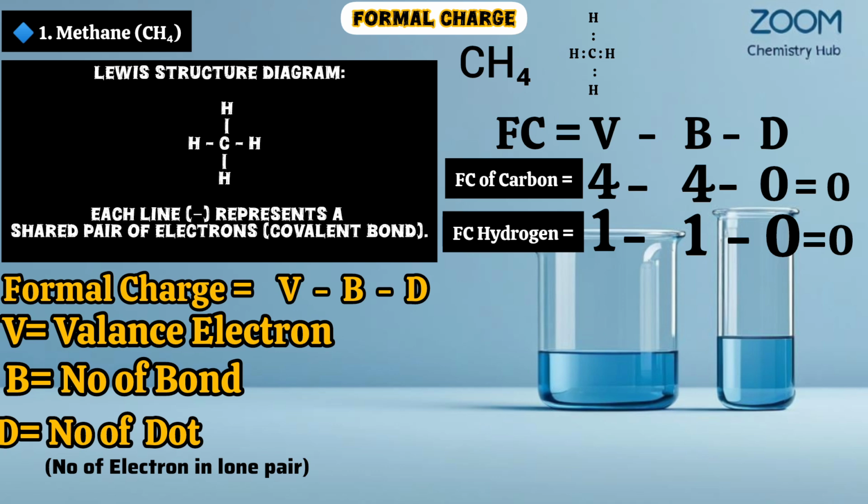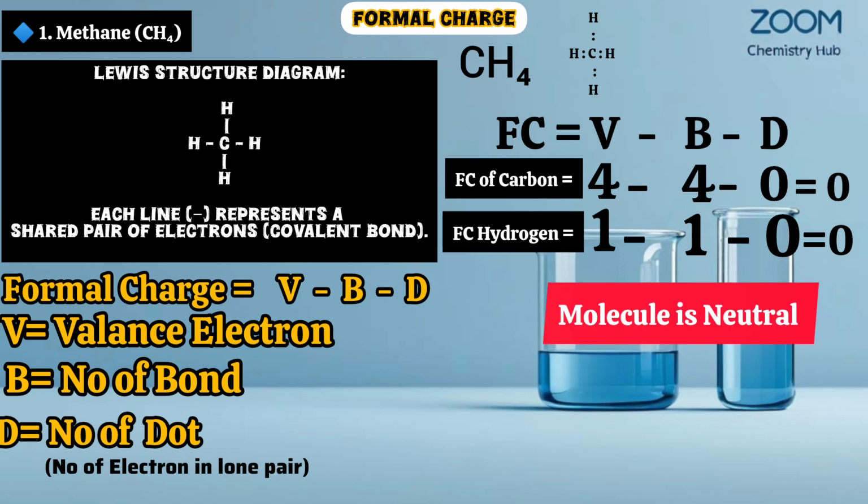And the same is the case for all the other 3 hydrogens in the CH4 molecule, because all the hydrogens have one valence electron, form one bond, and there is no lone pair of electrons. So all the hydrogens have formal charge 0. So the overall molecule is neutral.